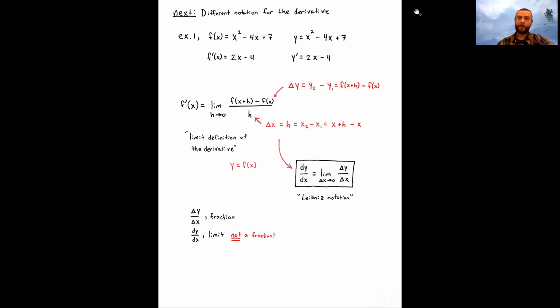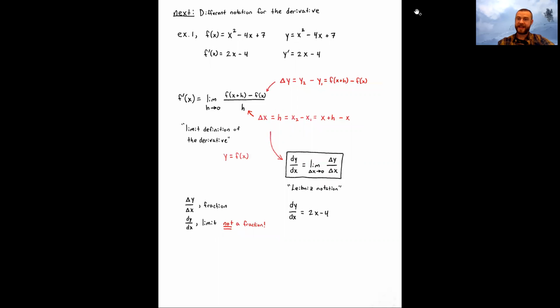All right, so let's just wrap up this kind of example 1 that we already did and rewrite all the different notations for derivatives. So now we would have in Leibniz notation, dy over dx, the derivative, as 2x minus 4. Again, we're just changing the notation for the derivative. We're not changing the answer that we get.